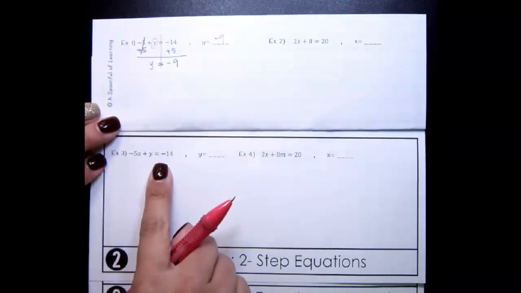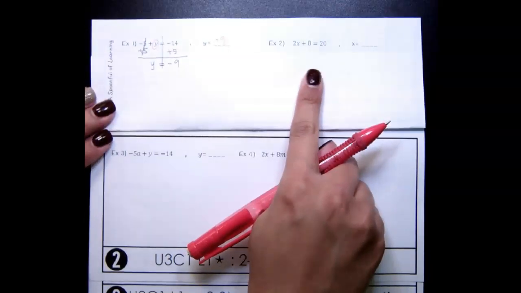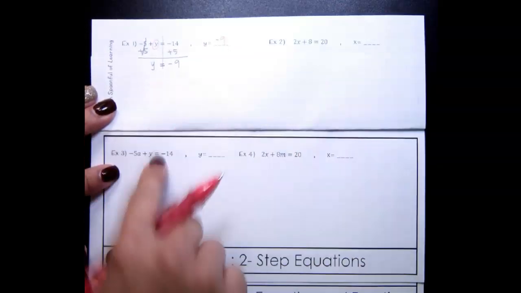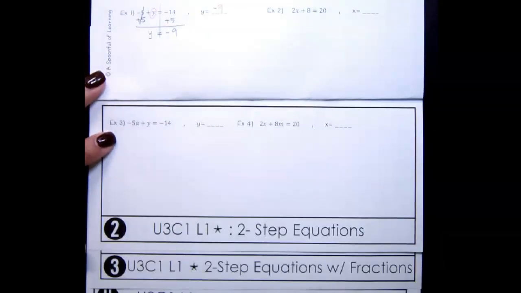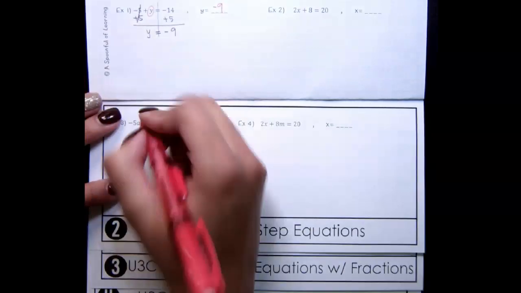I'm going to do example 3 because example 2 is similar to example 1. So you'll try 2 and 4. I'll do 1 and 3. So moving on to number 3. I am solving for y. So I want to get y by itself. So I need to get y completely by itself on the left.